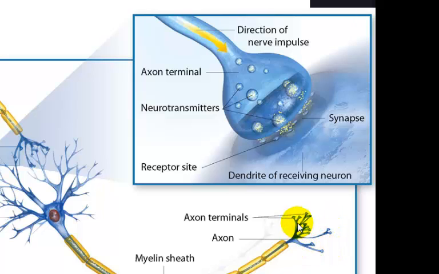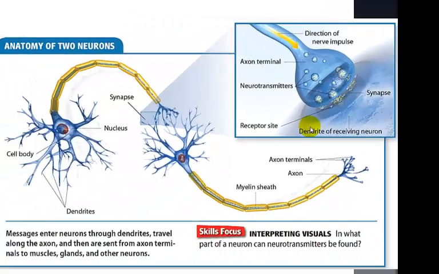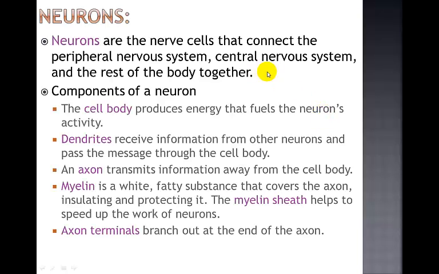These little finger button things here. Here's the axon terminal. It is full of neurotransmitters, and we have different types of neurotransmitters that we'll go over later. But it crosses the gap in between here called the synapse. The synapse is the gap in between this axon terminal of the messaging neuron and the dendrite of the receiving neuron. And so those are the parts of the neuron.